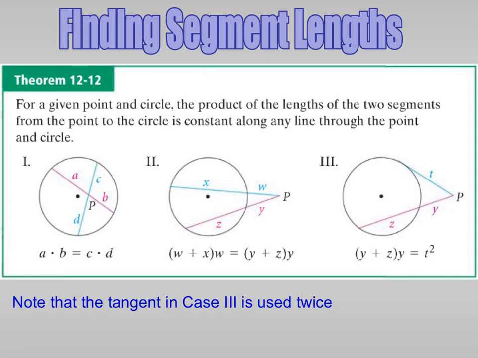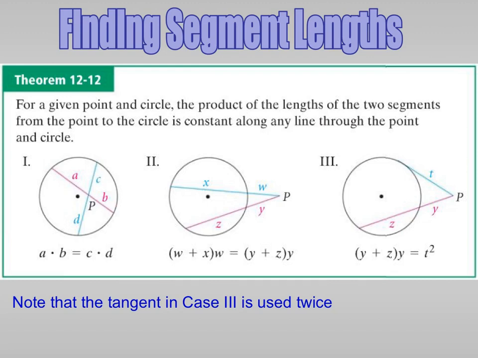In this video, we will discuss finding segment lengths in circles using chords, tangents, and secants. Now first, let's discuss the theorems and then we'll summarize with a table like we did for the angles video. For a given point and circle, the product of the lengths of two segments from the point to the circle is constant along any line through the point.